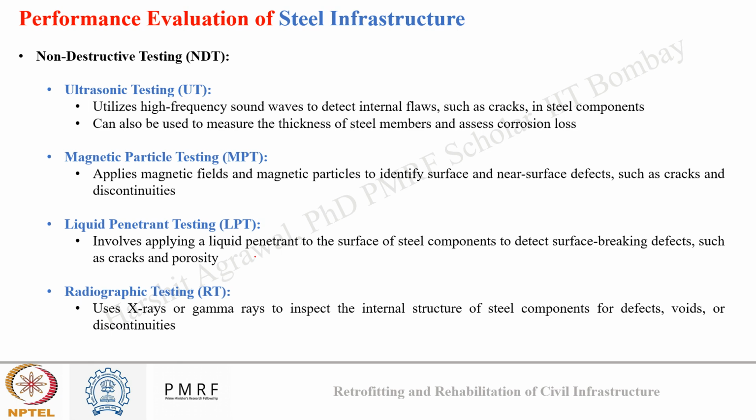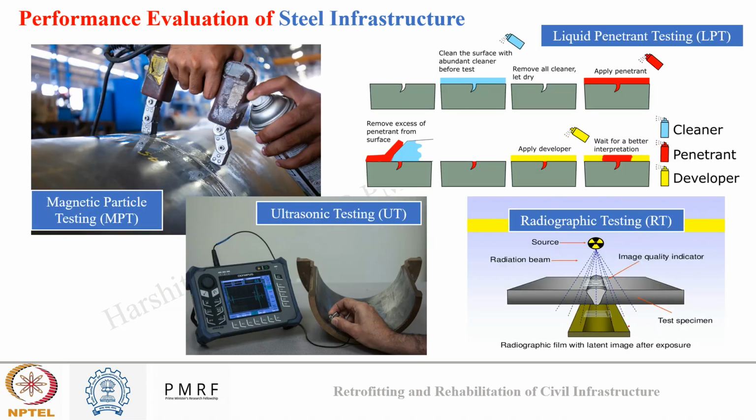Second is magnetic particle testing. This applies magnetic field and magnetic particles to identify surface and near surface defects such as cracks and discontinuities. Third is liquid penetration testing. This is very commonly used in steel inspection, and it involves applying liquid penetrant to the surface of steel components to detect any surface breaking defects such as cracks and porosity. Another way can be radiographic testing, which uses X-rays and gamma rays to inspect internal structure of steel components for defects, voids, and discontinuities. If we try to see these methods through figures, in the first figure, there is magnetic particle testing.